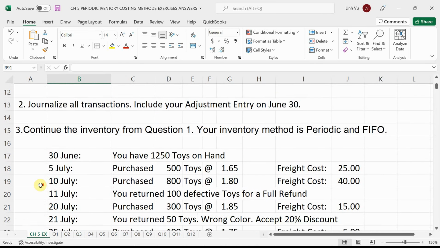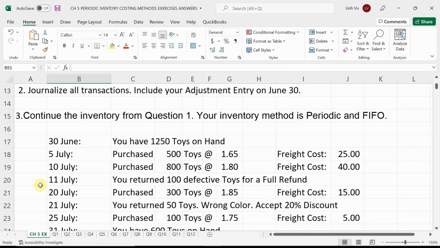Then let's see. July 10, right? We end up purchasing another 800 toys at $1.80, with a freight of 40. So what do you want to do? You want to journalize this or do you want to post it to the inventory worksheet? I want to journalize it, because I just confused between the journalize and another one. Now we're gonna do journalize. We do purchase price, purchase expense.